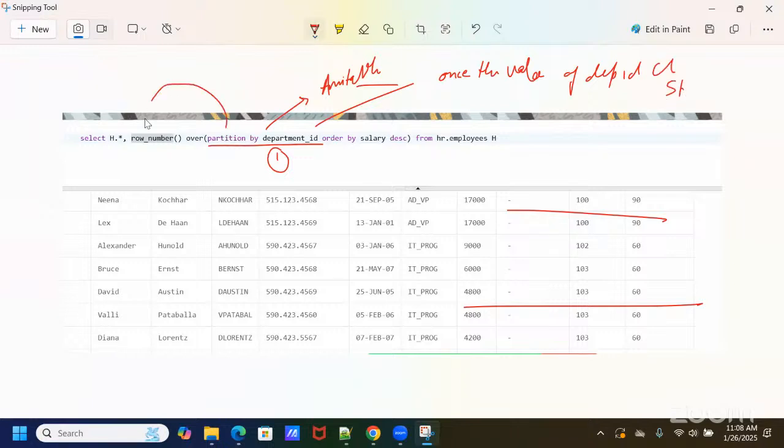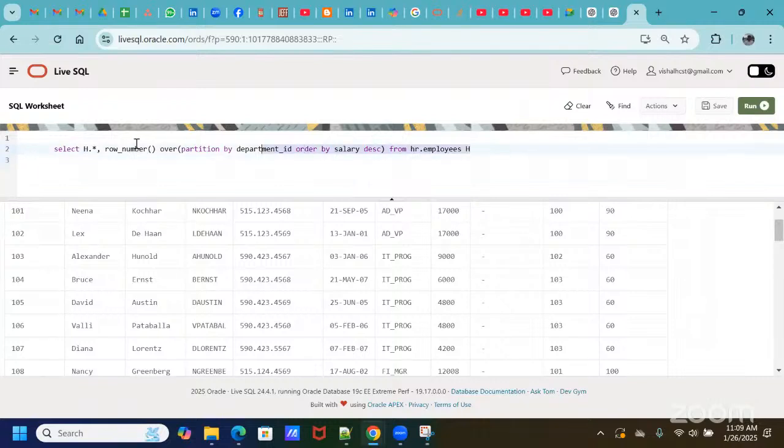What start again? What is written here? Row number start again. If rank is written, rank starts again. If lead is written, lead starts again. If lag, lag starts again. If ntile, ntile starts again. If, for example, max, max starts again. If, for example, first value, it starts again. What is it doing? Let's see, I'm running it.